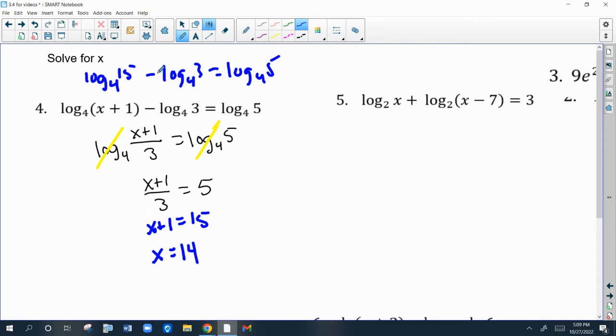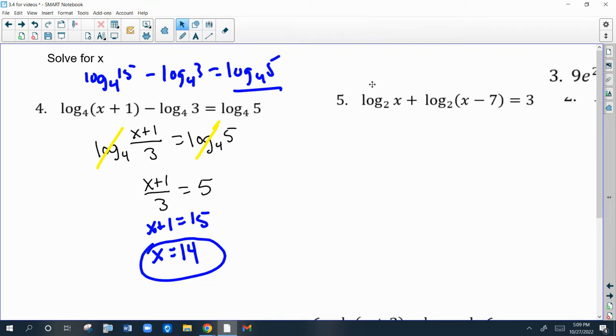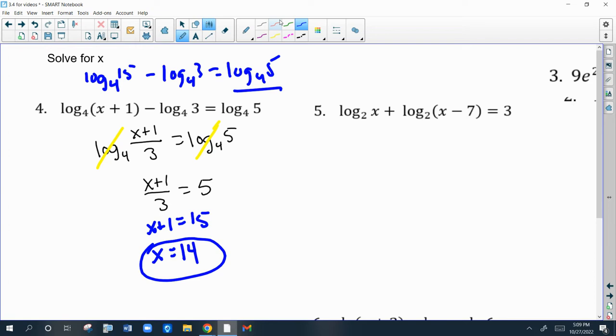Log base 4 of 15 minus log base 4 of 3 is log base 4 of 15 divided by 3, which equals log base 4 of 5. It checks. I'll show you how to check on the calculator in the next video, or remind you at least. Number 5 is slightly different. It's a log equation. They're both base 2, but there's only a log on one side. So you do the same thing.